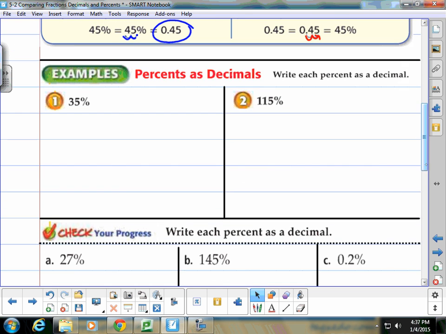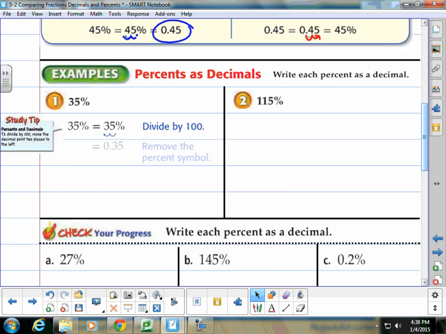Percents as decimals: write each percent as a decimal. So 35%, we know it's 35 out of 100. Remember, to go from percent to decimal, we're going to divide by 100. Then we end up with 0 and 35 hundredths. Make sure you remove the percent symbol. 35 hundredths is not the same as 35%.